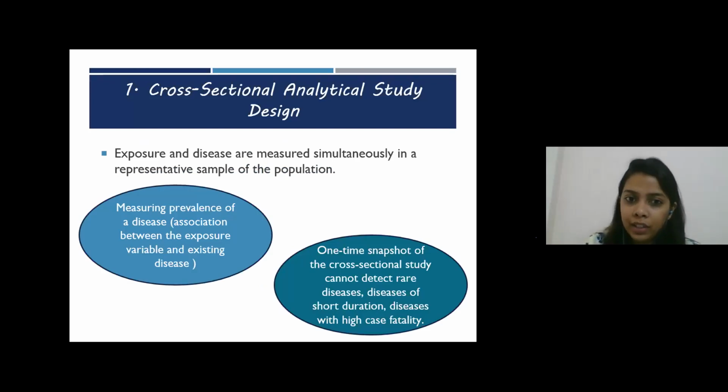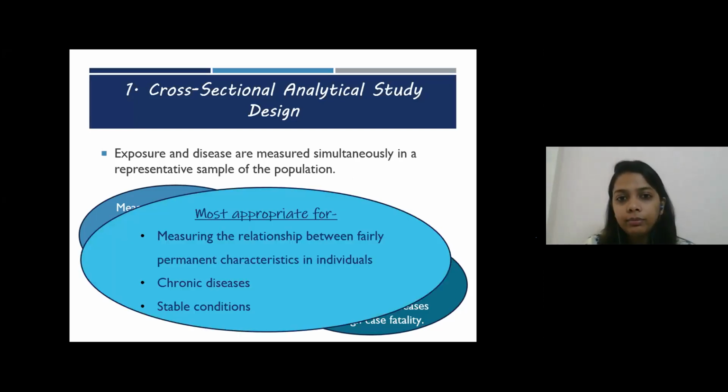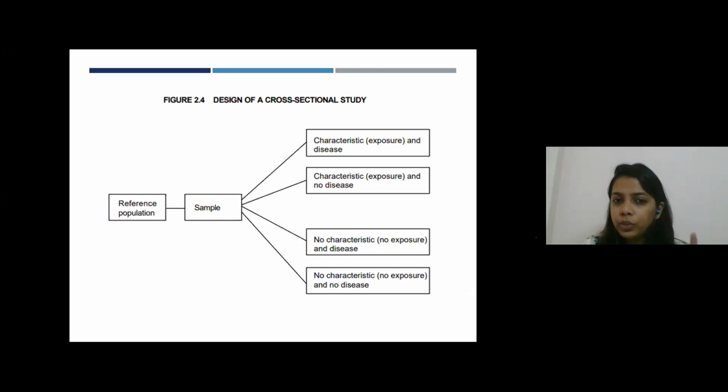So it measures the prevalence of the disease and it gives you a one-time snapshot. But this cannot detect any rare diseases. It cannot detect diseases that have a very short duration. And it also is not able to detect diseases which have a high case fatality, because by the time you realize and do your study, people from that disease would have already started dying. So it's most appropriate for measuring any relationship between fairly permanent characteristics in an individual, to study chronic diseases and stable conditions.